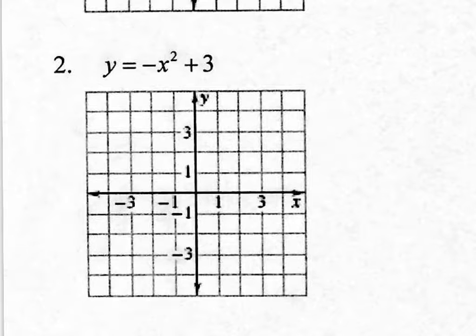Number 2, you want to start out with your vertex. The vertex is a coordinate. How do you find that coordinate? X equals -b over 2 times a. What's the b value? No, 0. That's right. The a value is -1.